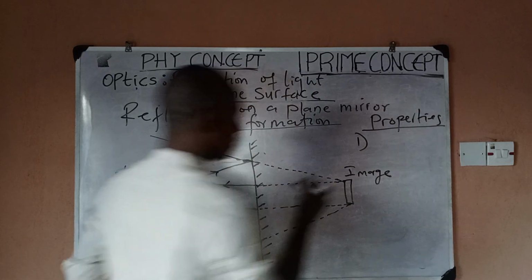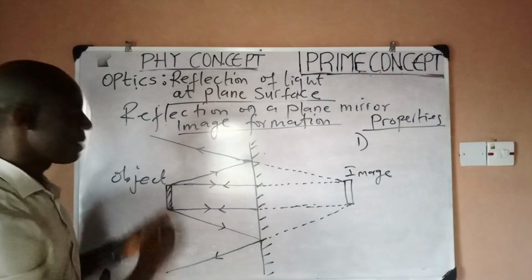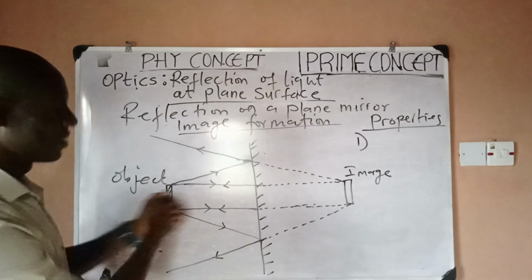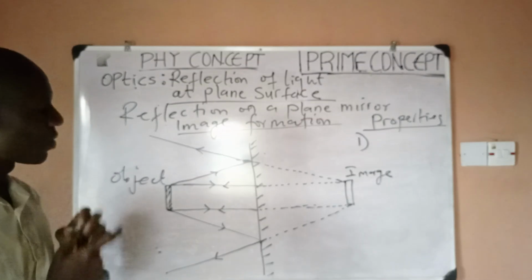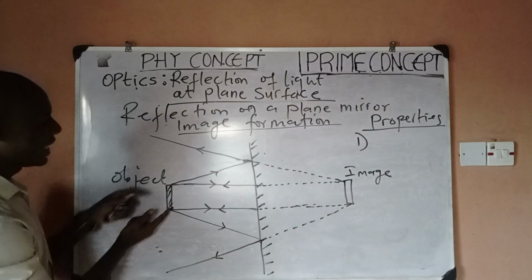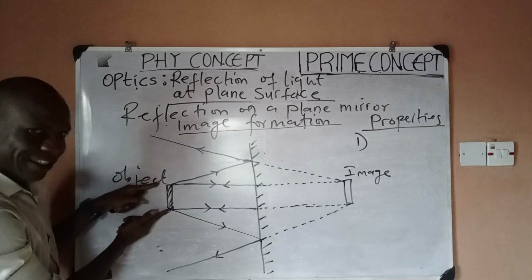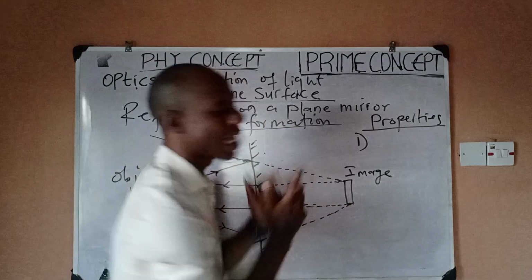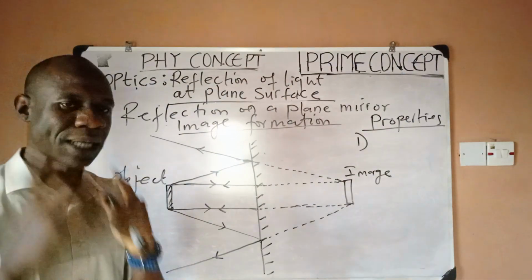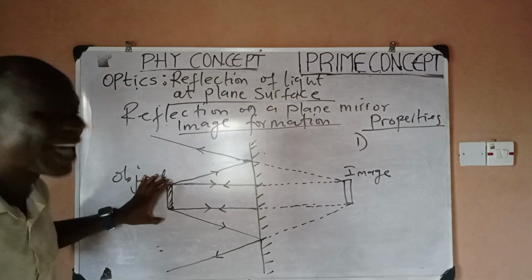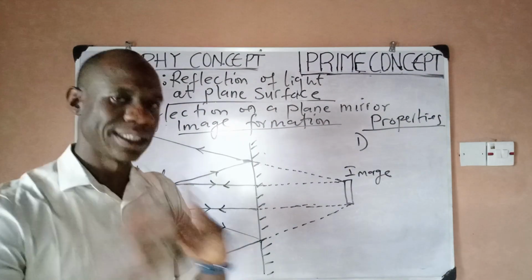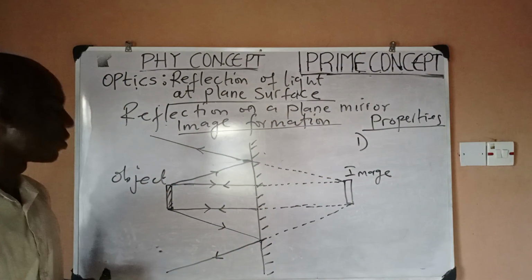So we want to look at the properties now, the properties of the image formed by a plane mirror. What is one of the properties? It is very clear from this. One of the properties is that the object height is the same or equal to the image height. So take note of that. One property you should know is that the height of the object is equal to the height of the what? Image. That is one property you should note.